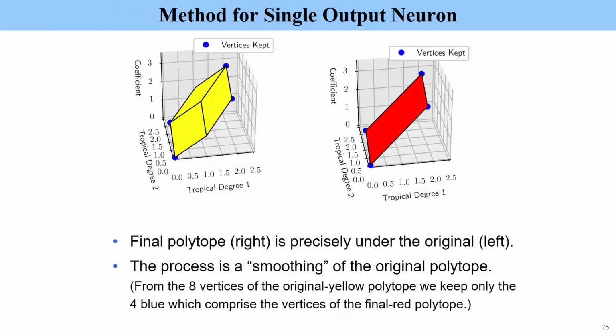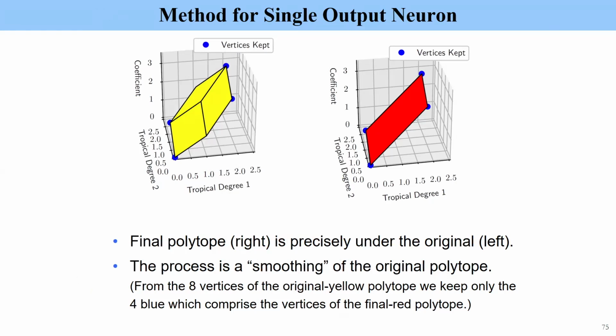Just an example. Here is a single output neuron. This is the original polytope, and on the right you see the vertices kept of the polytope approximating that. This process is actually a smoothing process. Let's say from the 8 vertices of the yellow polytope, we keep only the 4 blue, and these 4 blue are the final polytope.